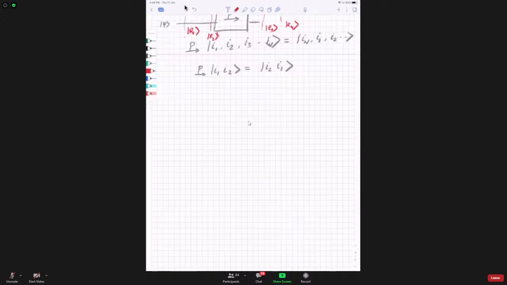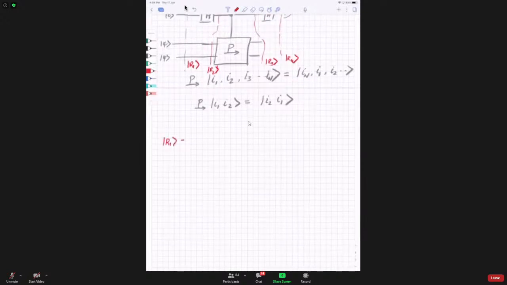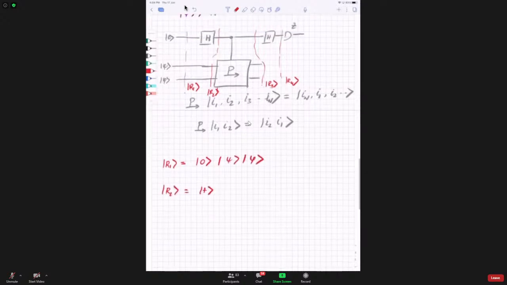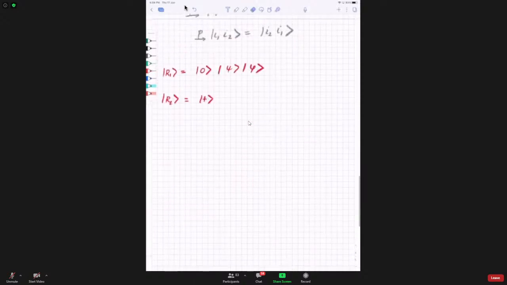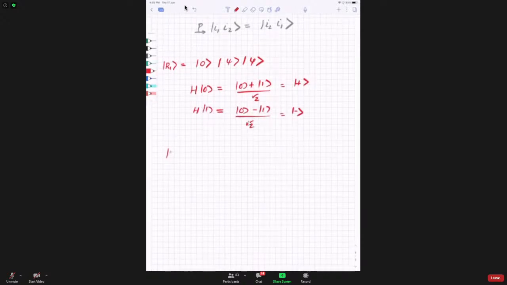Okay, so let me just calculate. So what is R1? R1 is just the input state, 0, psi, and phi. And what is R2? R2 is just the Hadamard. So remember, the Hadamard on 0 takes you to 0 plus 1 over square root 2, which I will call plus. And on 1, it takes you to 0 minus 1 over square root 2, which I call minus. Right? So R2 is simply plus psi phi, right? Which I can write as 0 psi phi plus 1 psi phi over square root 2.